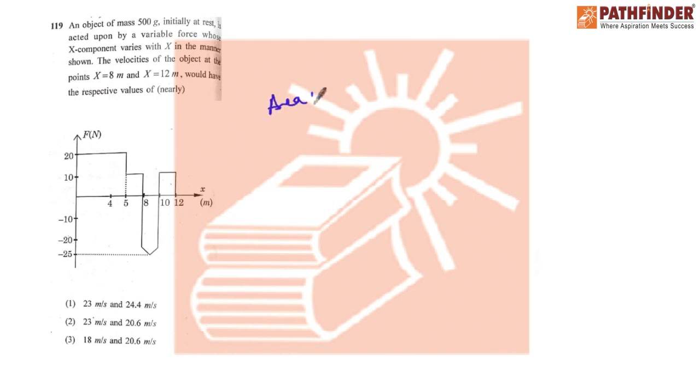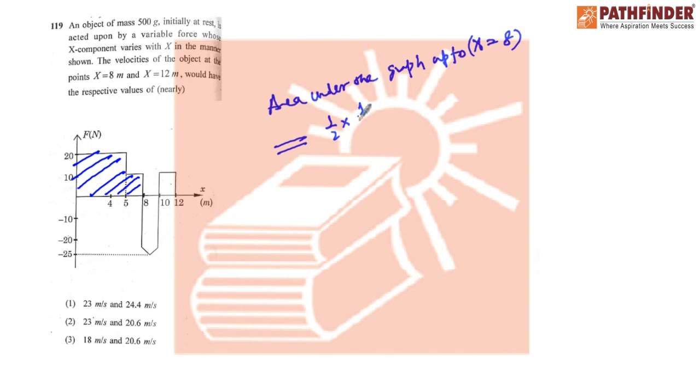So basically our law is now this: area under the graph up to, let's say, x equal to 8. So up to this area we have to calculate. It's quite easy, two rectangles' summation area. Okay. Area under the graph up to x equal to 8 will be equal to the change in kinetic energy. So it is half, mass is 500 gram, that means half kg, it was initially at rest, times v square. Okay. v at x equal to 8, let's say it is v8.